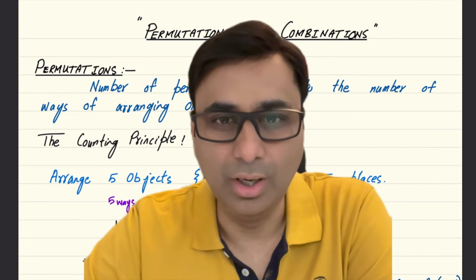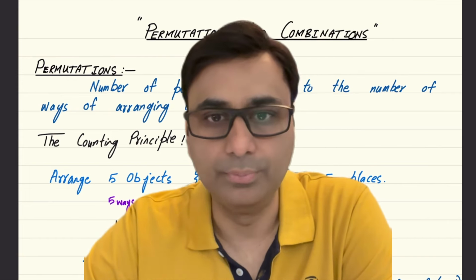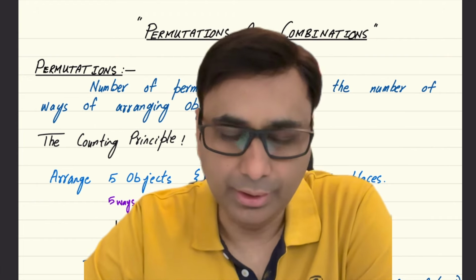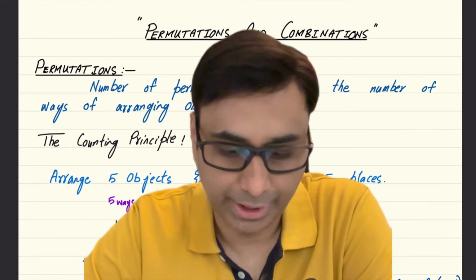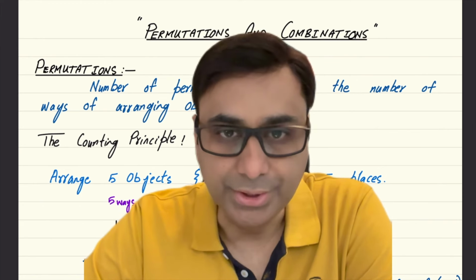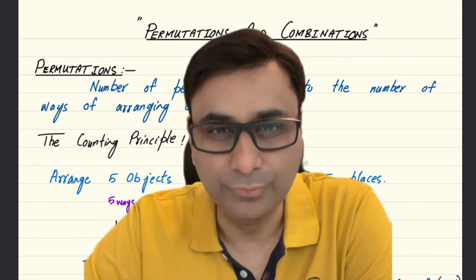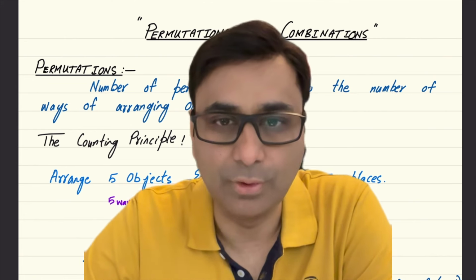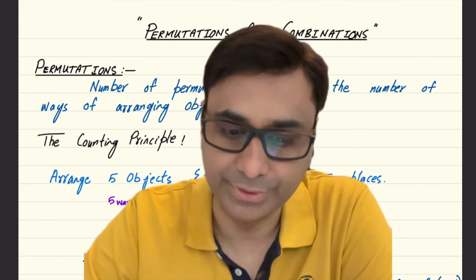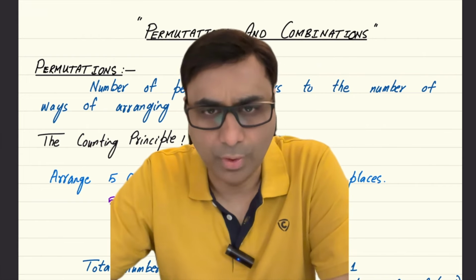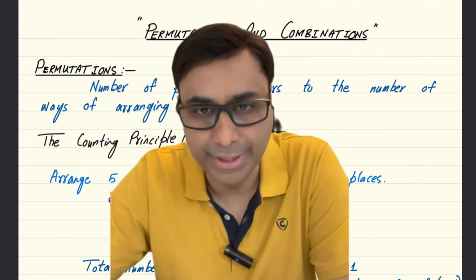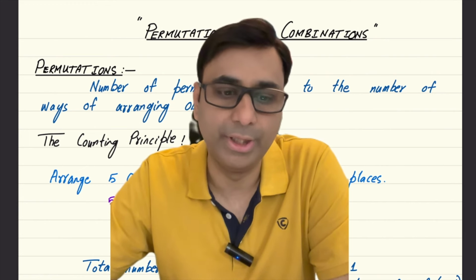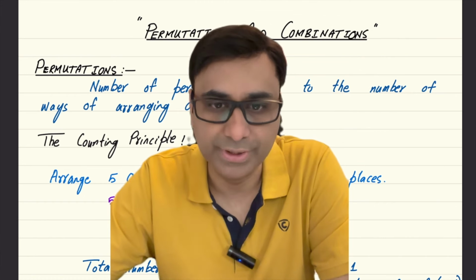In this video, I will be covering the topic of permutations and combinations. So let's first of all identify what is meant by permutations. Permutations means that you find out the number of possible ways of arranging the objects. If you have a number of objects and you wish to arrange them, then permutations will help you identify in how many possible ways you can arrange those objects.